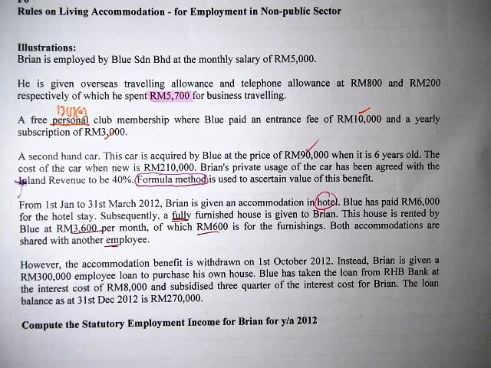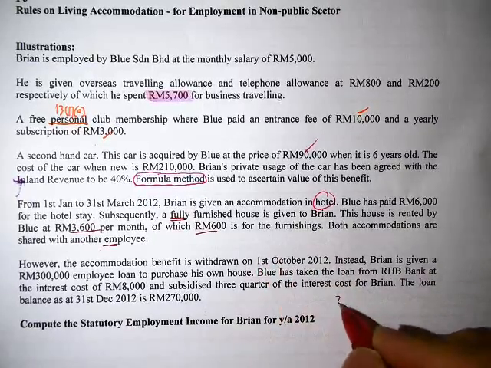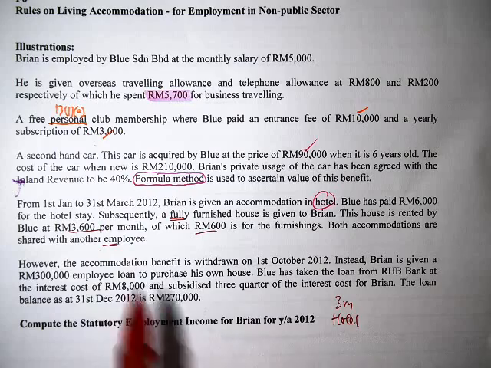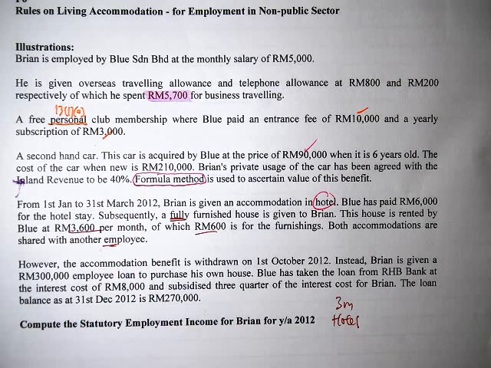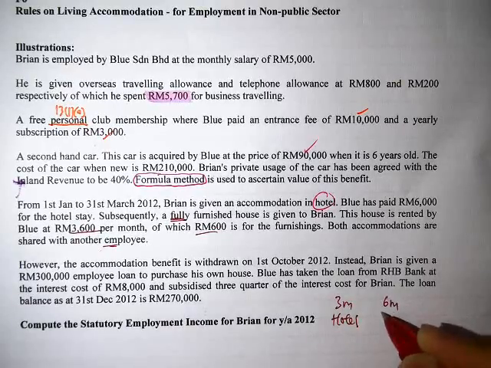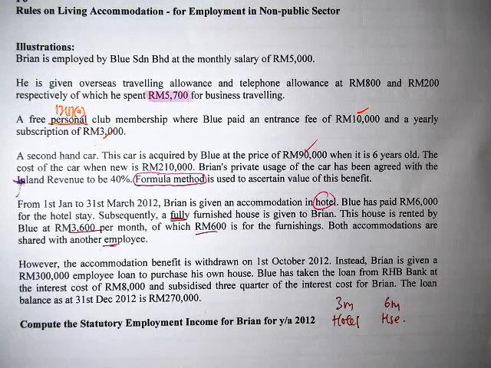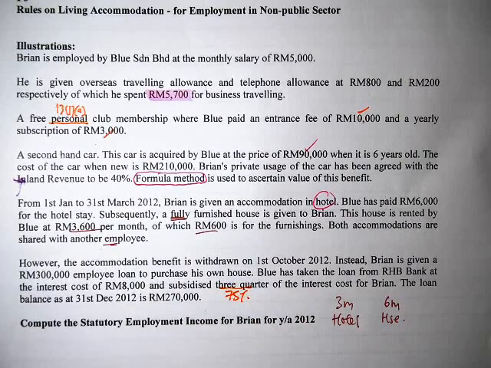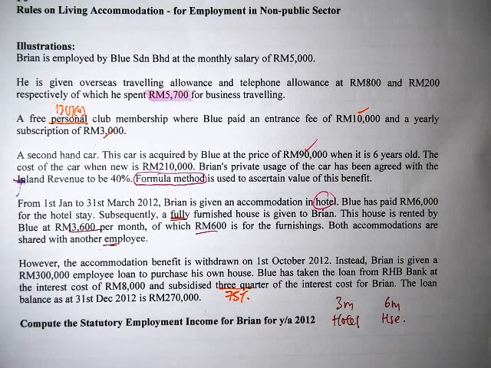However, the accommodation benefit is withdrawn on 1st of August 2012. So it's not for the whole year. We can see that the first 3 months is hotel. Then after that, from the month of April, so it's 4, 5, 6, 7, 8, 9, that means another 6 months is a house. Okay, so that's all. Now they say that instead Brian is given a 300,000 employee loan to buy his own house, and Blue has taken the loan from RHB Bank at an interest cost of 8,000 and subsidized 3/4 of the interest for Brian. So that means they actually take 75% of the cost and 25% is charged onto Brian.